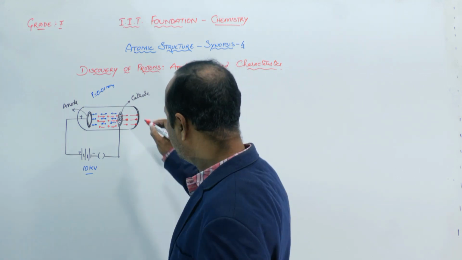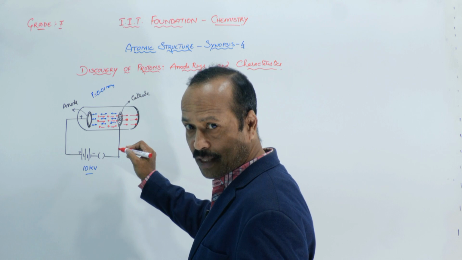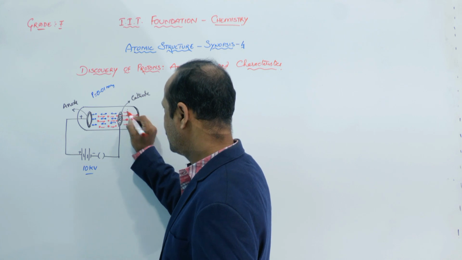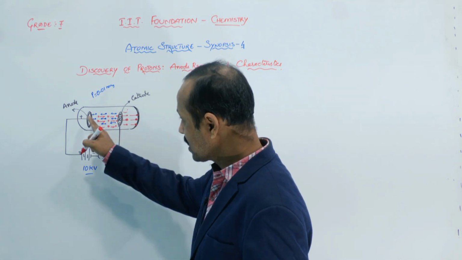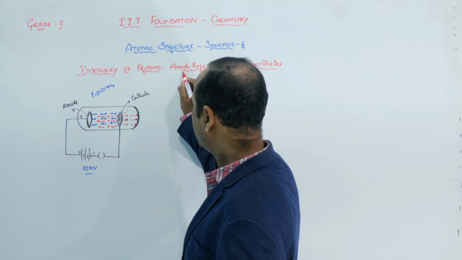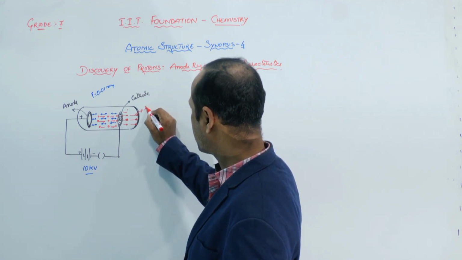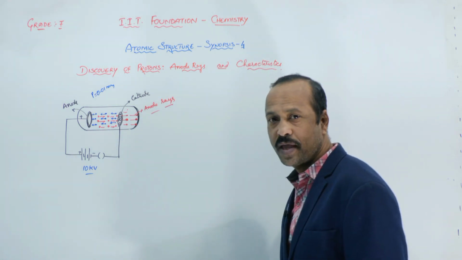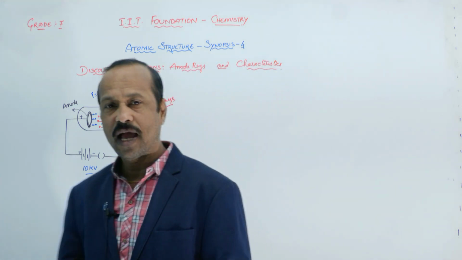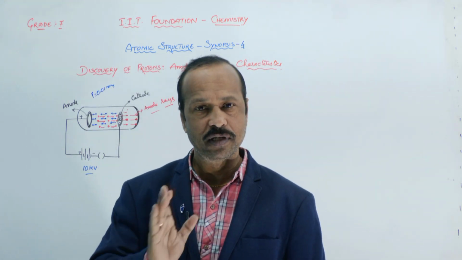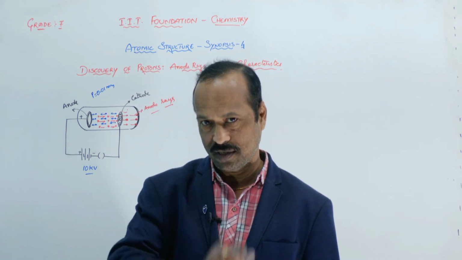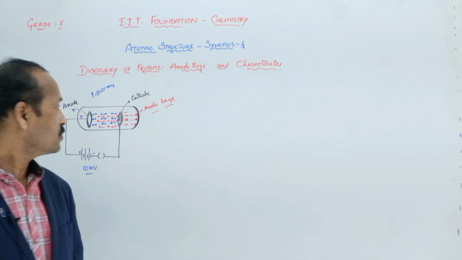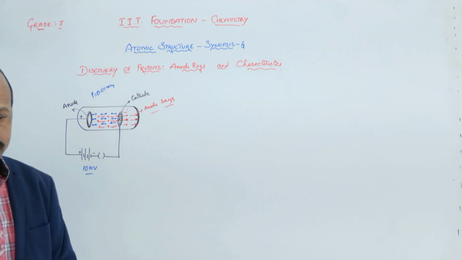So these particles are moving towards the cathode, which is negatively charged. And where are they coming from? They are coming from the anode side. So these particles were named anode rays. Later they were found to be positively charged particles called protons. Clear, students? So that is the discovery of protons. Any doubt in this one?